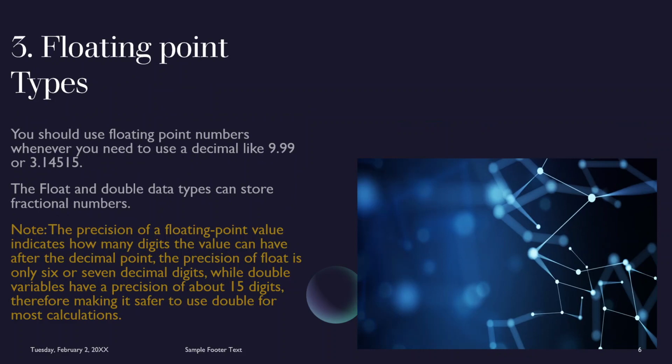Floating point types. You should use floating point numbers whenever you need to use a decimal like 9.99 or 3.145. The float and double data types can store fractional numbers. Note, the precision of a floating point value indicates how many digits the value can have after the decimal point. The precision of float is only 6 to 7 decimal digits, while double variables have a precision of about 15 digits, therefore making it safer to use double for most calculations.